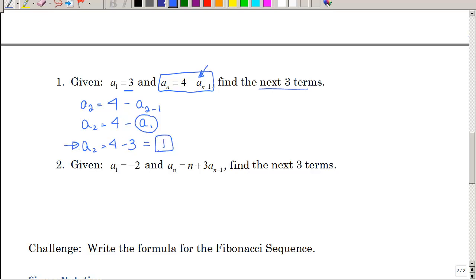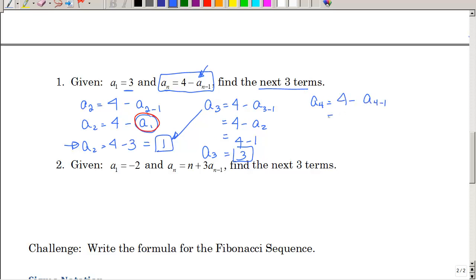So the second term, I had to know the one before it. Alright, so the third term is 4 minus A of 3 minus 1. So that's the second term. Well, what is the second term? What I found in my previous answer. And it's 3. So the second term was 1. The third term is 3. What about that fourth term? Alright, there is the previous term. So we have 4 minus 3, and we're back to 1. That's kind of weird, but it does happen. So those are the next 3 terms.